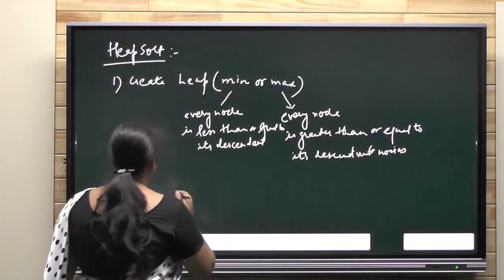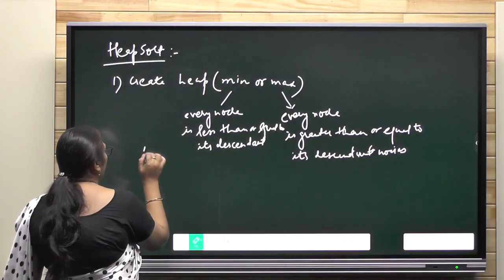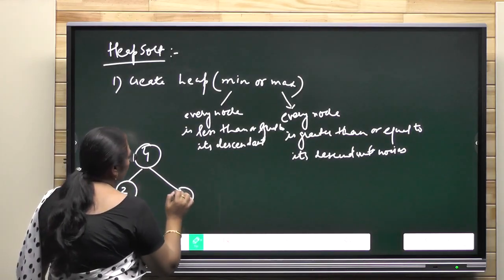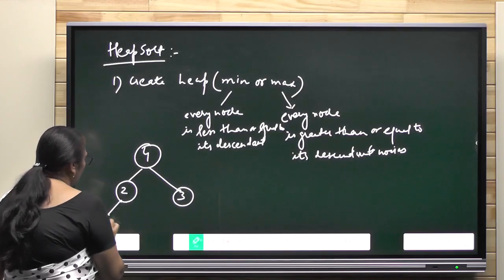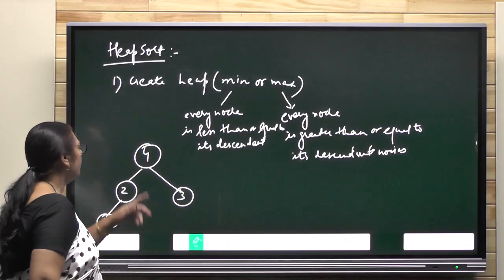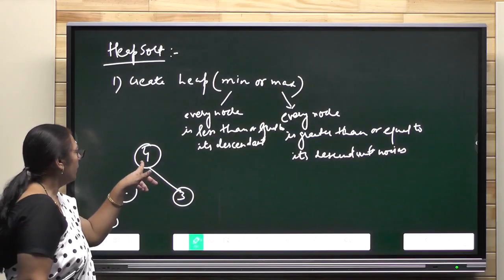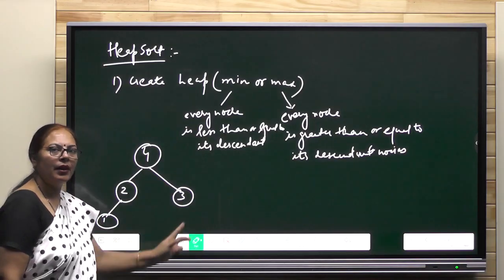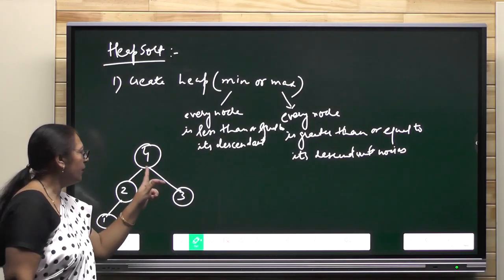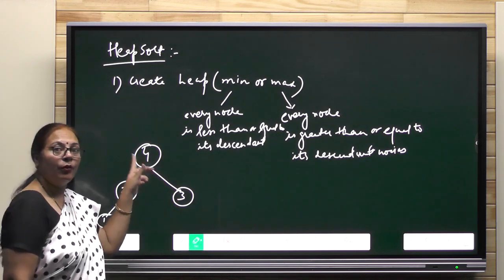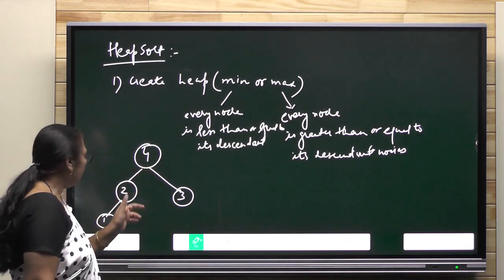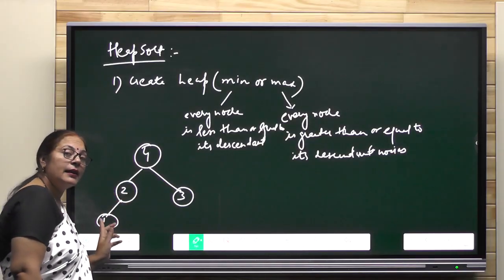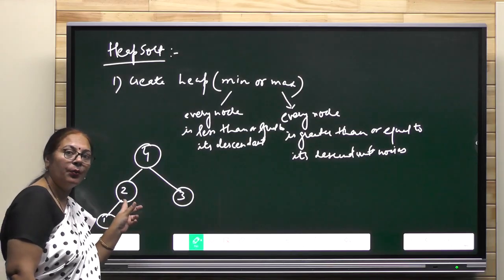For example, suppose this is a tree. 4, 2, 3, 1, like this. If you see here, every node, now if you see the root node is the maximum element in the entire heap. So 4 is the maximum, 4 is at the root. Similarly, if you see this intermediate node, 2 is greater than its descendant 1, 2 is sitting at the parent node basically.